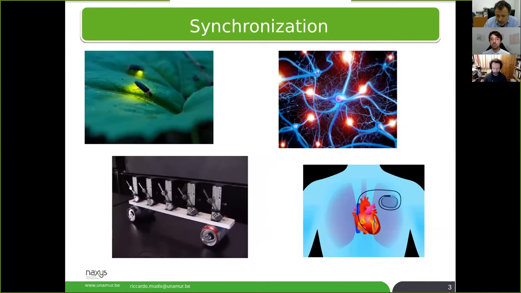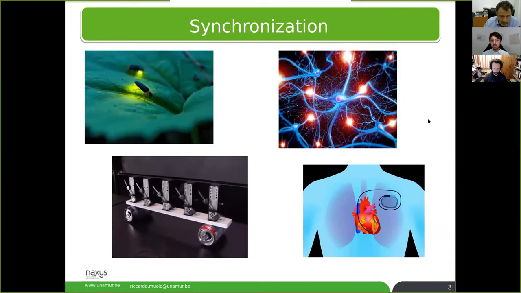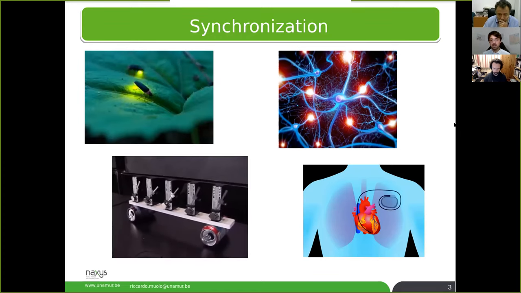Synchronization is a widespread phenomenon observed in many natural and artificial systems, from the classic synchronization of metronomes to the synchronization of firing neurons during an epileptic seizure. This phenomenon was first studied rigorously by the Dutch physicist Christian Huygens in the 17th century. Since then, it has become a very active field of research, with applications ranging from health to power grids.